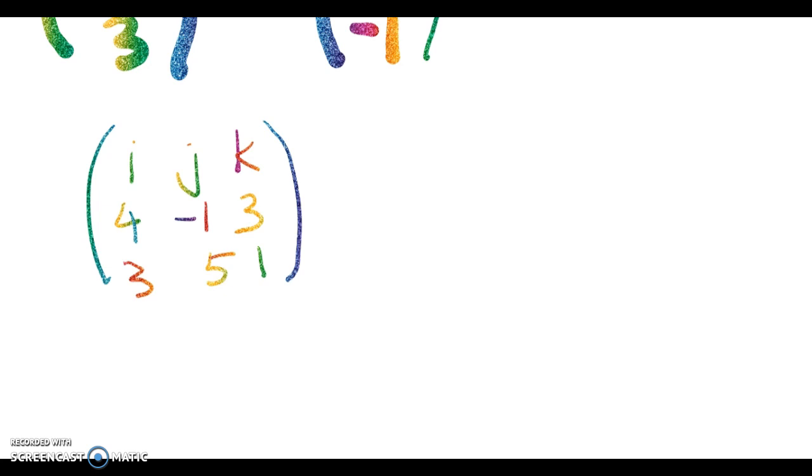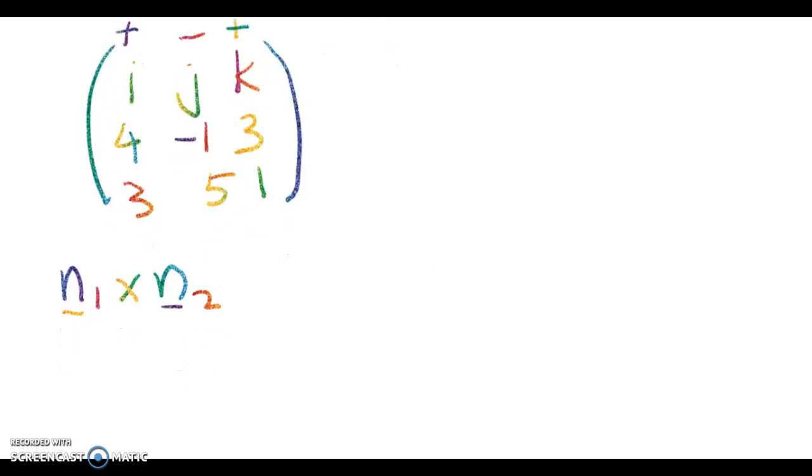The thing we looked at in class today was a way to remember that the middle one is a negative. So we just wrote that in there now. Now we're ready to go. So the cross product of those two things, we'll call them N1 and N2, is going to equal this.